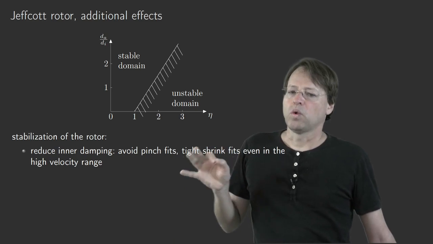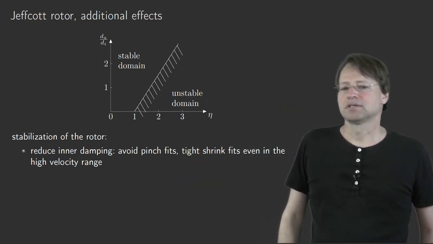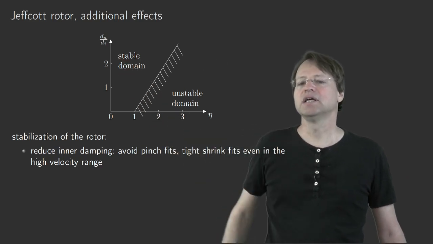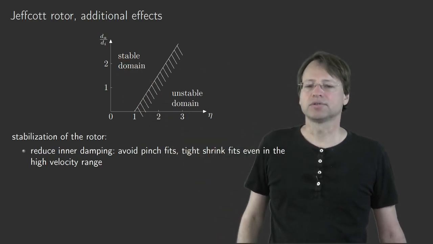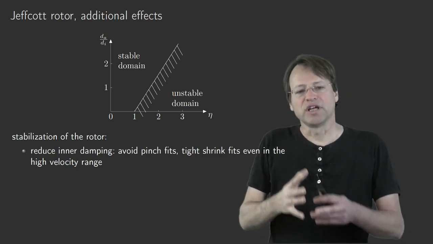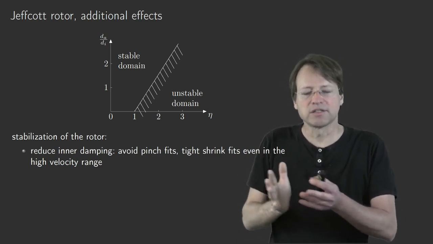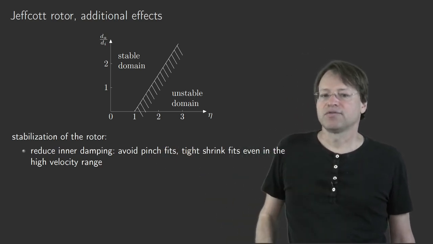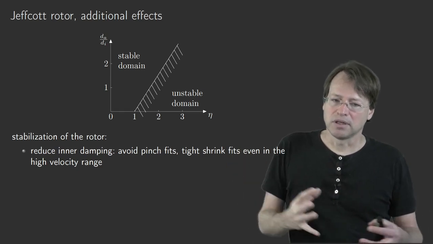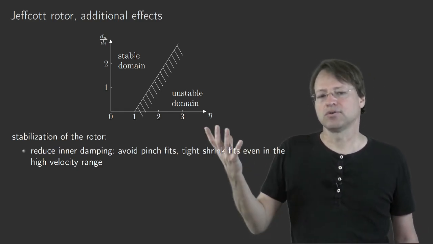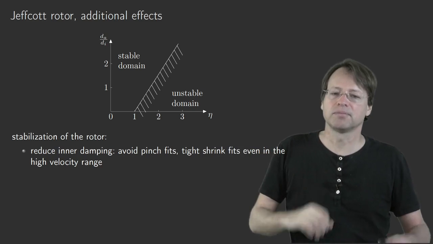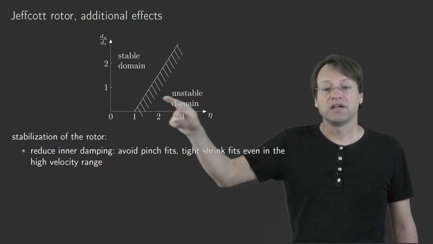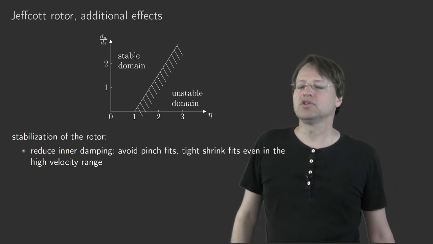So one possibility to stabilize the rotor is to lower di. How can I reduce the inner damping? Well, I avoid everything that rubs, that slides, and so on. So I avoid pinch fits, must be really tight shrink fits, and you know that if you assemble a rotor, then you cool the parts in order to be able to fit them together. This manufacturing procedure is quite involved, and this pays off. You really have to reduce your inner damping.